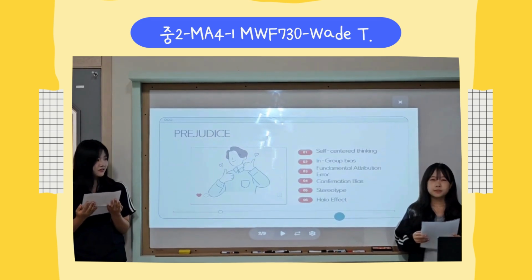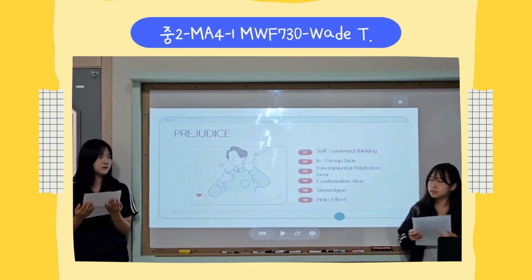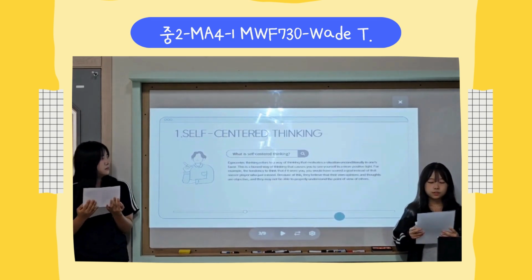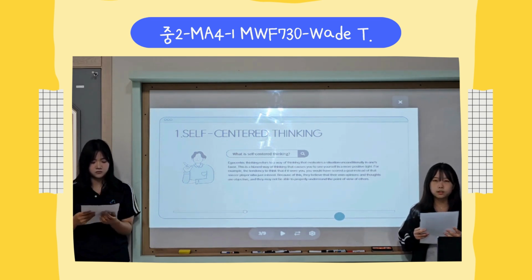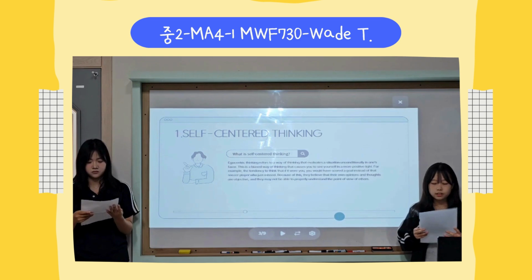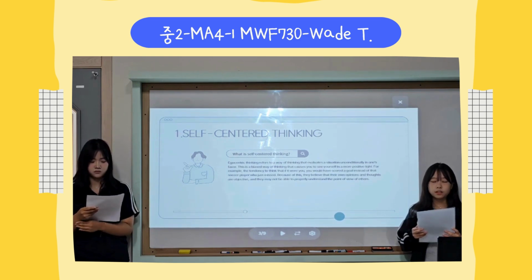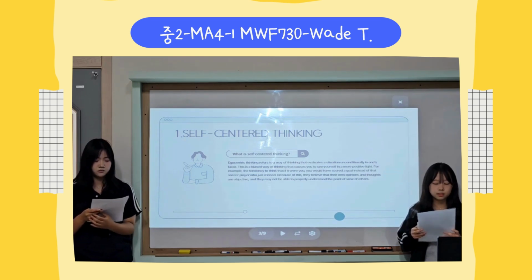Today, I want to explain our unconscious bias. First, self-centered thinking. Egocentric thinking refers to a way of thinking that evaluates a situation unconditionally in one's favor. This is a biased way of thinking that causes you to see yourself in a more positive light.